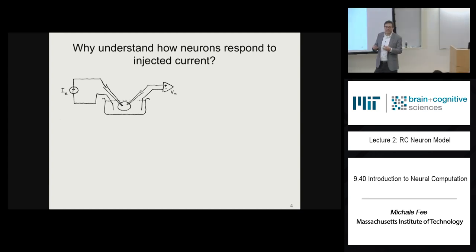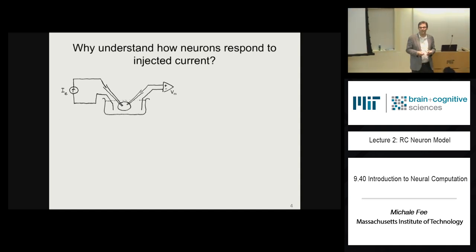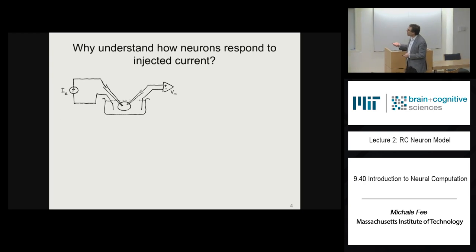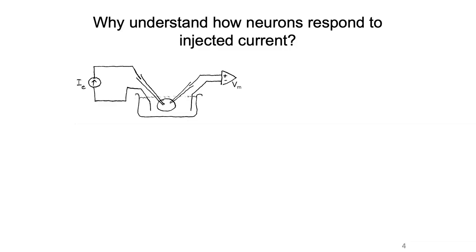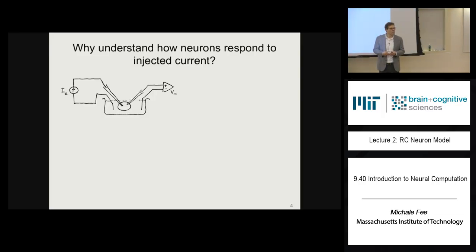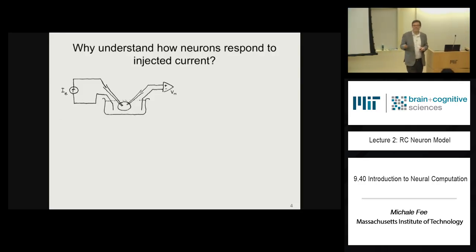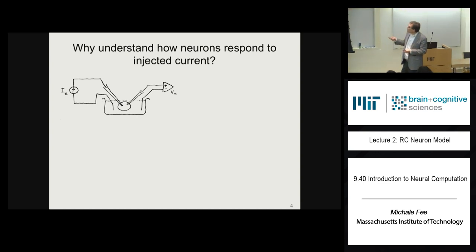So we're going to talk about the following thought experiment, the following conceptual idea. We're going to take a neuron and put it in a bath of saline, a saltwater solution that represents the extracellular solution in the brain. And we're going to put an electrode into that neuron so that we can inject current, and another electrode into the neuron so that we can measure the voltage. And we're going to study how the voltage of the neuron responds to current injections.